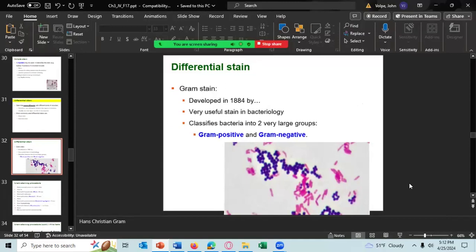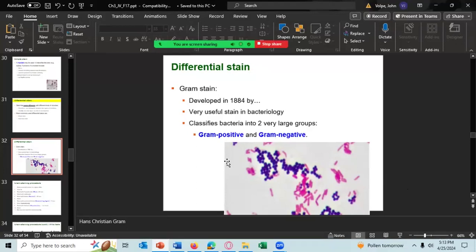The Gram stain was developed in 1884 by Hans Christian Gram, because it's named after a person. Whenever you use the Gram stain, the G should be capitalized. Any question about any of that? Every term students get that wrong. I don't mark you down there, but you should capitalize the G whenever you're talking about the Gram stain.